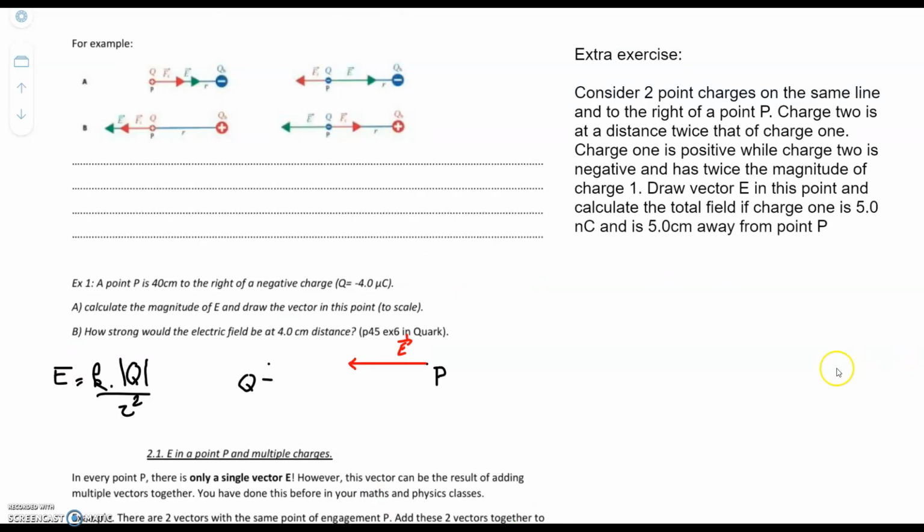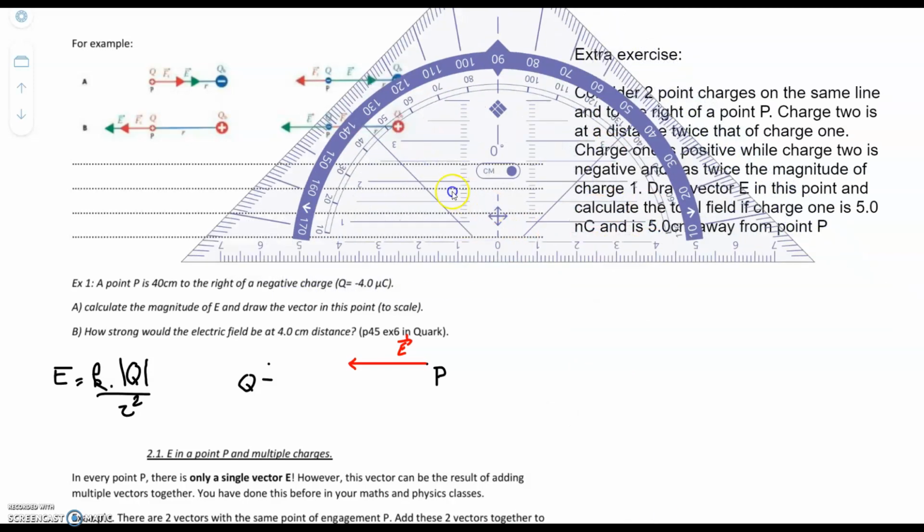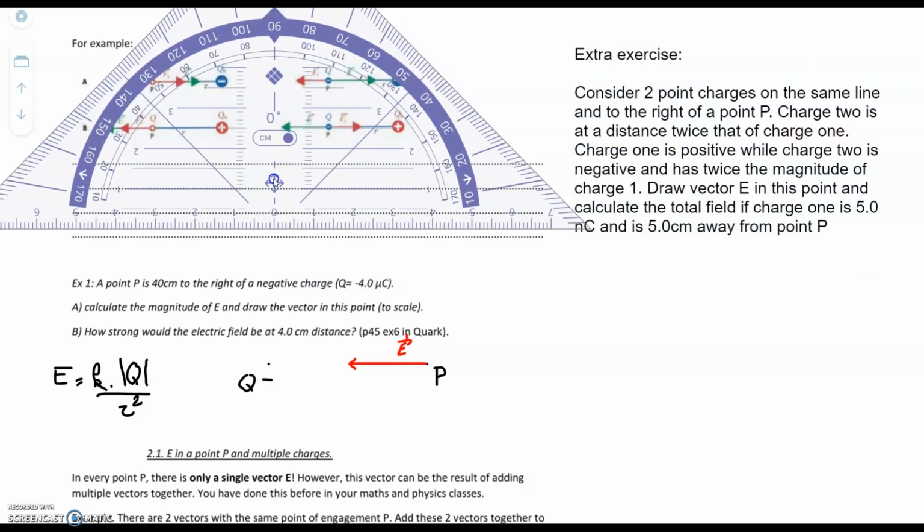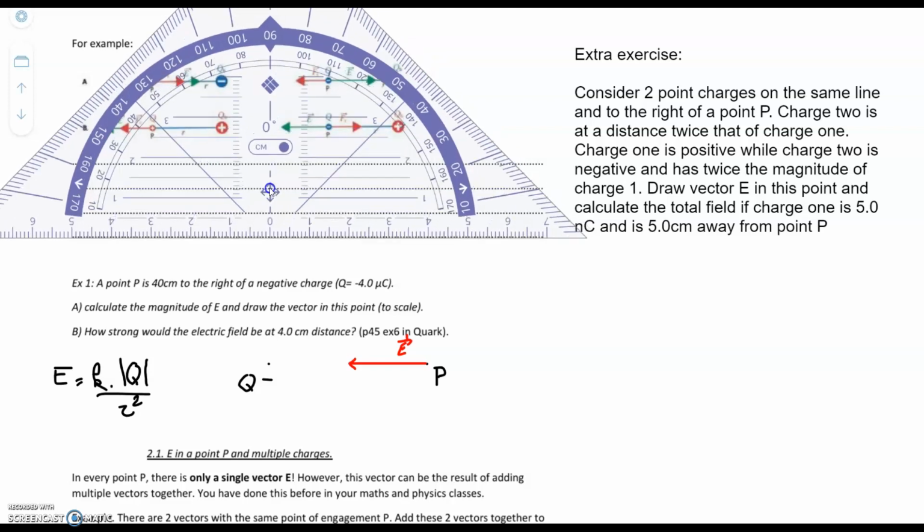Right. A slightly more difficult exercise is this second one. Again, you're supposed to make this one for yourself. I'm not going to do everything holding your hand. However, I do want to help with a few things. You have 2 point charges on the same line and to the right of a point P. Charge 2 is at a distance twice that of charge 1.